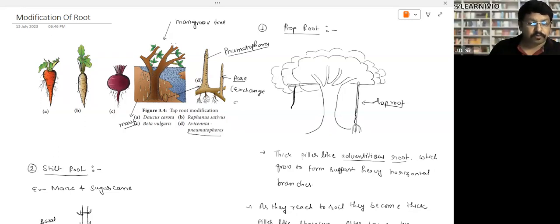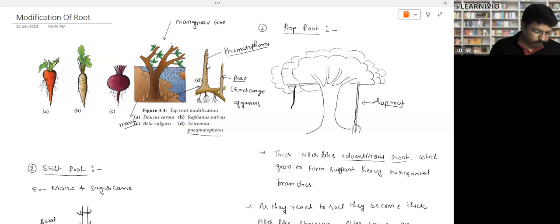Exchange of gases takes place. Otherwise, the plant will not be able to breathe. The root will not be able to breathe, and the plant will die. So nematophores are a special kind of root. In the mangrove tree or Rhizophora, they come out of the ground. They are called nematophores, and they have pores for breathing. Tell me, is it clear or not? Yes, clear sir. Okay, if it's clear, please start noting now.